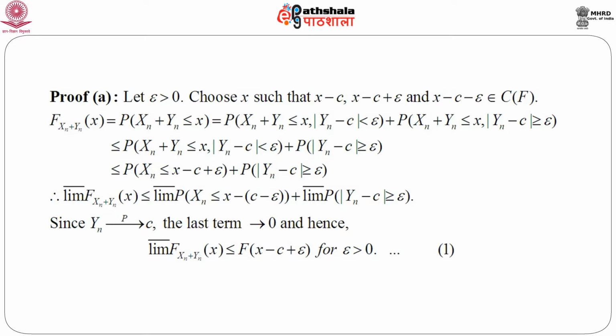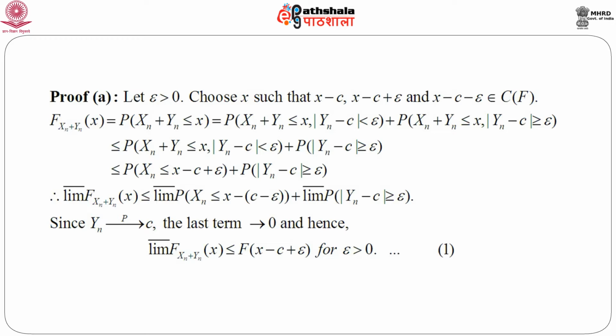Now, consider F_{X_n+Y_n}(x), that is the distribution function of X_n plus Y_n, which is nothing but the probability that X_n plus Y_n is less than or equal to x. Now, we introduce one event, which is |Y_n minus c| less than epsilon, and apply the simple theorem on probability, that is P(A) equals P(A intersection B) plus P(A intersection B complement). So, we get immediately P(X_n plus Y_n less than or equal to x, |Y_n minus c| less than epsilon) plus P(X_n plus Y_n less than or equal to x, |Y_n minus c| greater than or equal to epsilon).